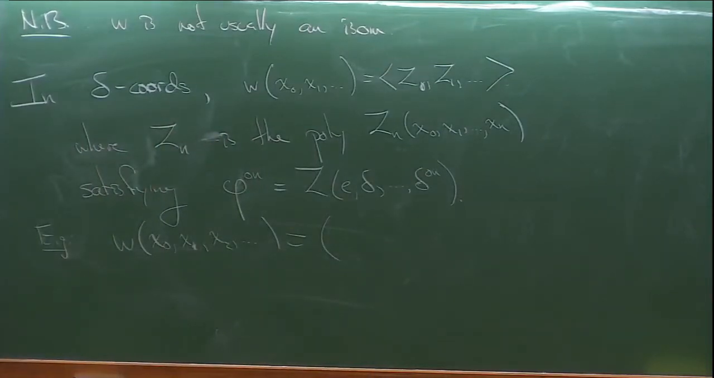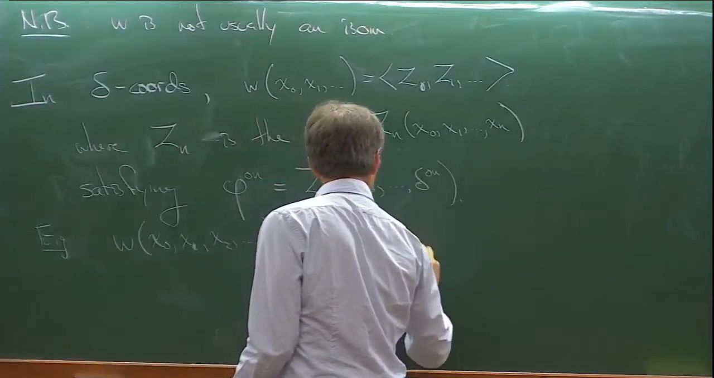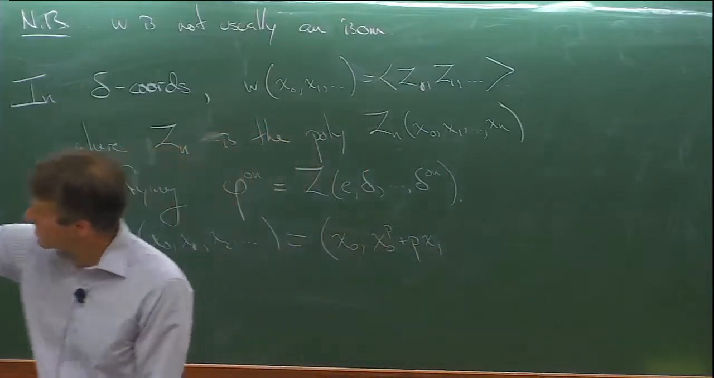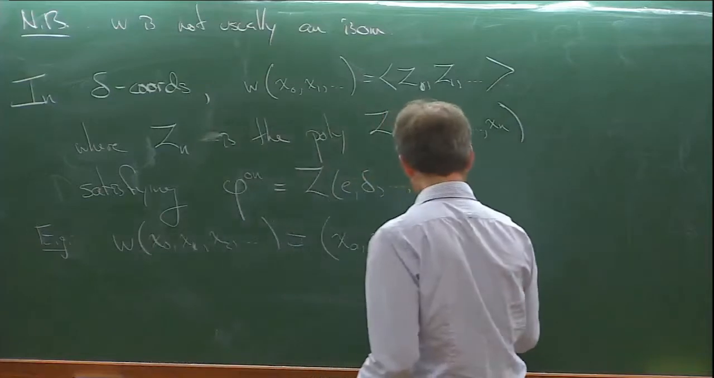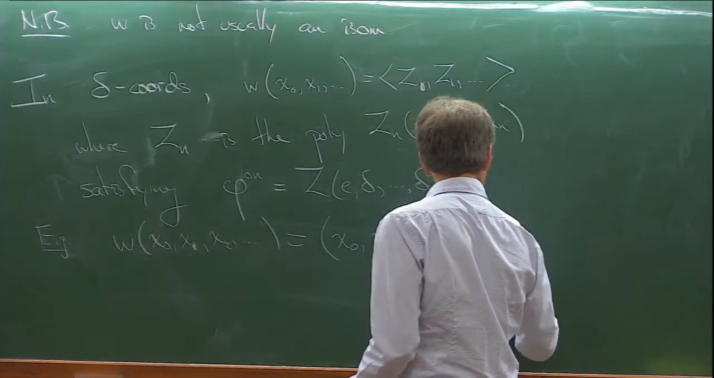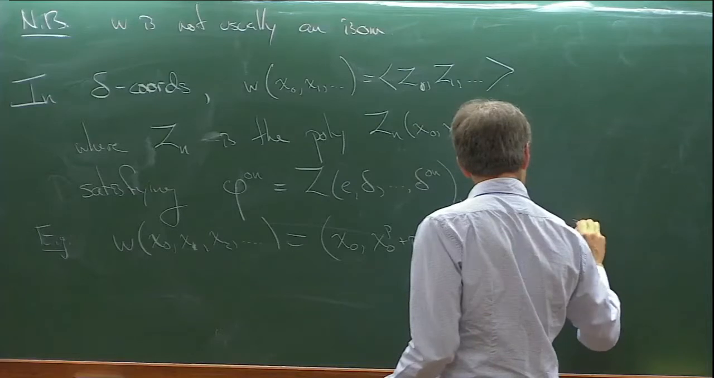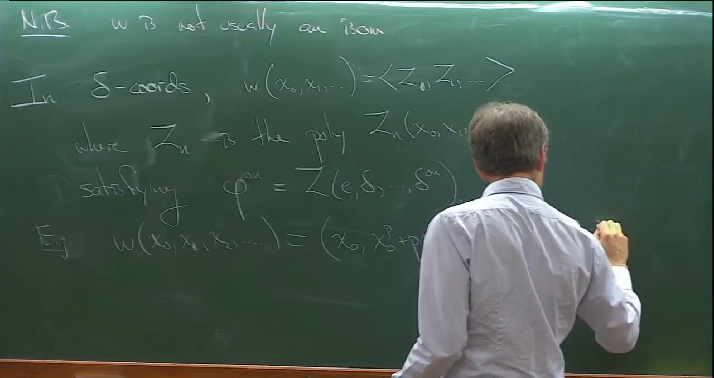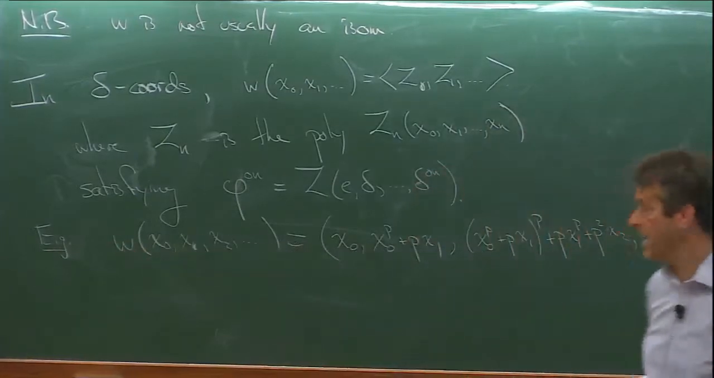The first one is just x0. The next one is x0 to the p plus p x1. That's just a syntactic re-expression of phi, which is, of course, e to the p plus p delta. And then the next one is x0 to the p plus p x1, all to the p, plus p x1 to the p plus p squared x2. And that's just another way of writing that last polynomial there.